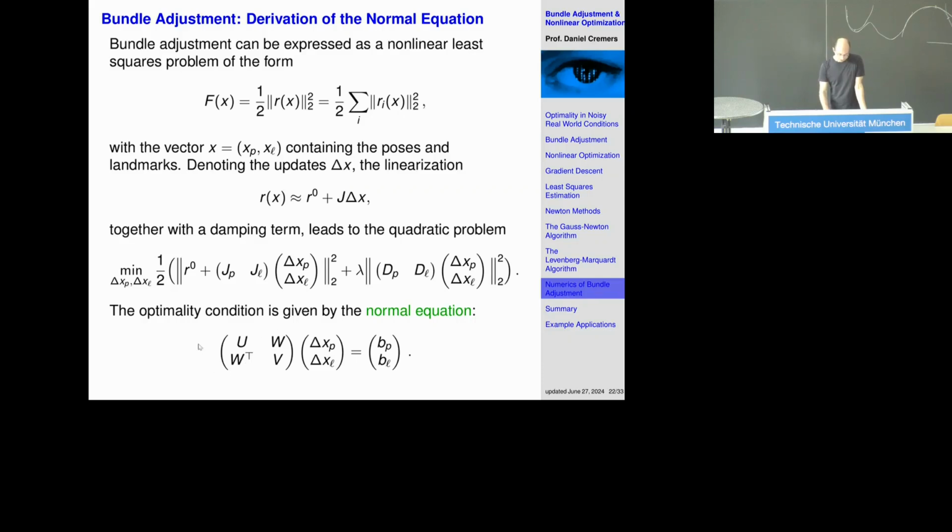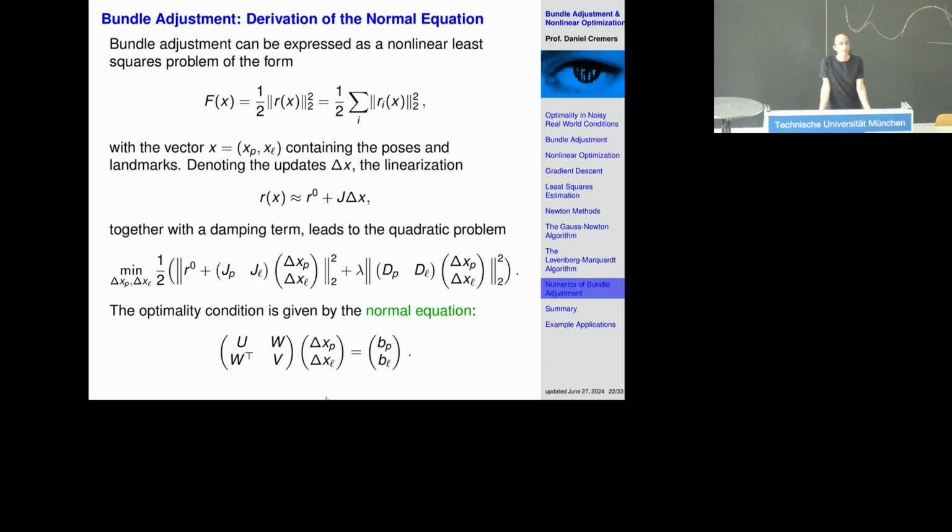And this equation is called the normal equation, and this matrix is called the system matrix. So you can see all these things have names, which indicates that they're just being used quite a lot.